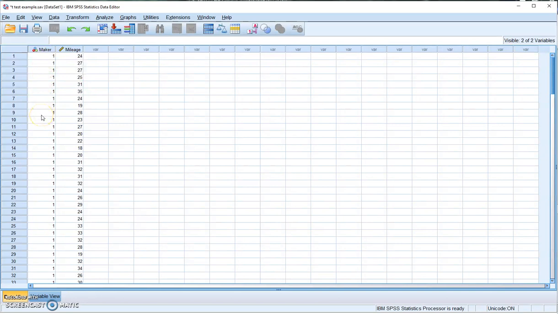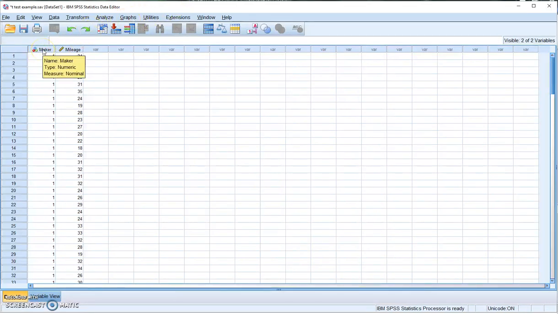Even though I have 1 and 2, maybe I can have 3 for their different values. Those numbers are simply numeric labels. They do not have logical orders. So you do not want to get things such as mean, median, standard deviation, variance for their descriptive information, because simply you cannot rank the values. One is lower, 2 is higher.